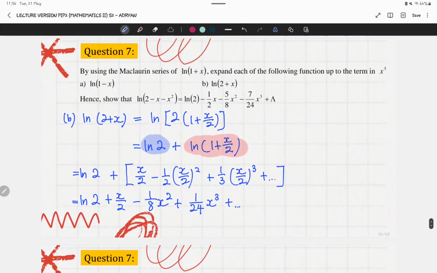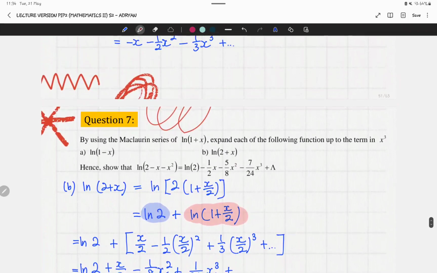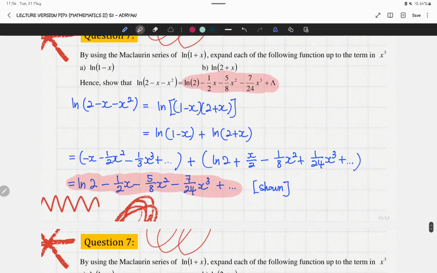So I just want you to remember how to use Maclaurin, and when you are trying to modify the Maclaurin, you must make sure it is 1 plus x, because that is what our original function was. Our original was 1 plus x. So you have to modify it into a term of 1 plus or 1 minus something. Alright, so that's for question 7.